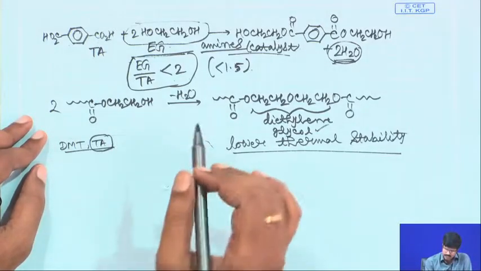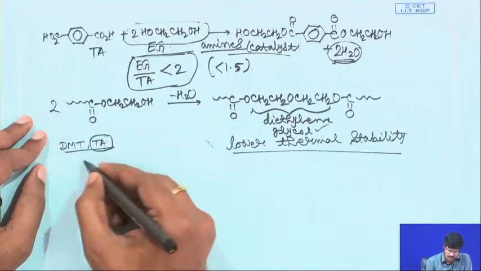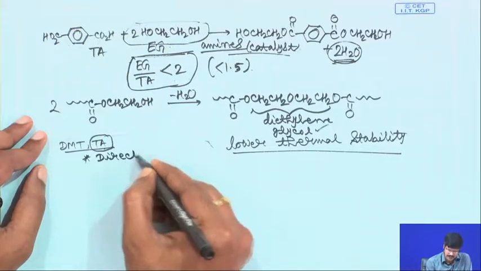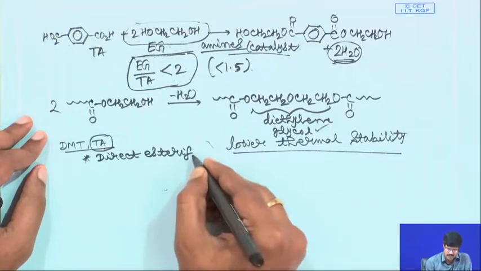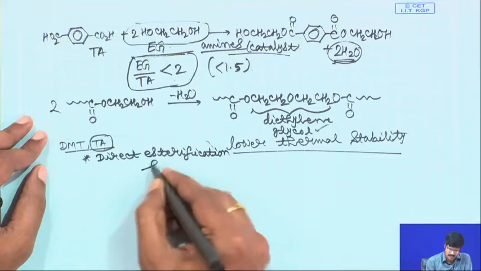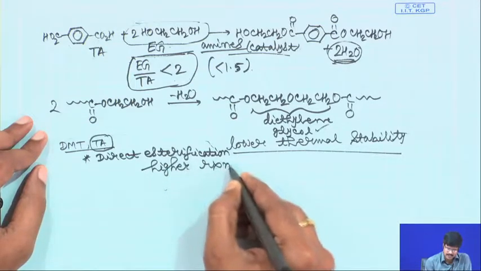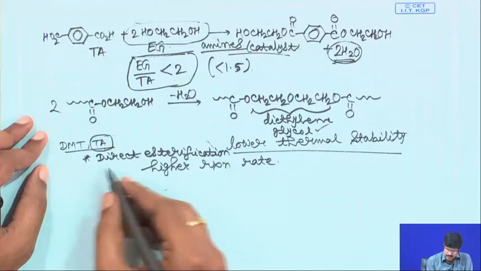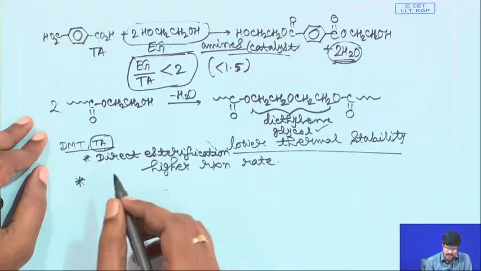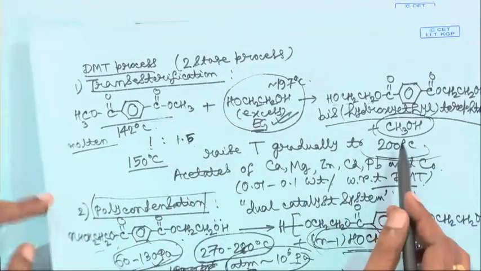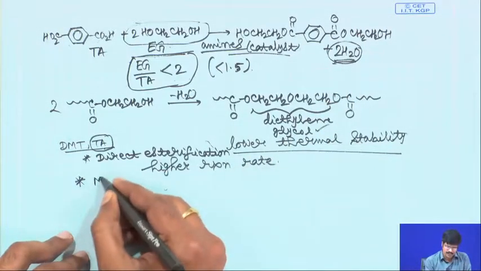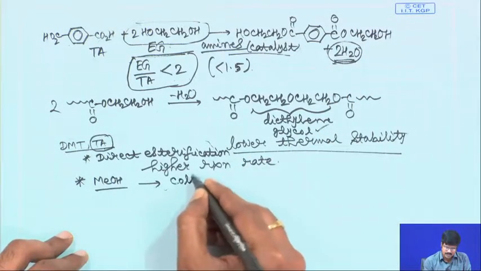Now, the advantages of the terephthalic acid route over the DMT route are multifold. One of the advantages is that the first step, direct esterification, has a higher reaction rate than the transesterification that is done in the first step of the DMT process. The second thing is that when you are doing the DMT process, the transesterification reaction produces methanol. This methanol is poisonous, and it has to be collected and it has to be processed.